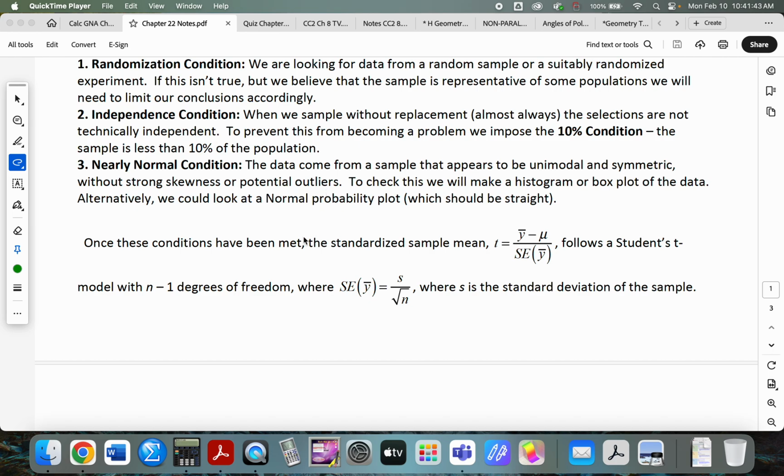So once these conditions have been met, the standardized sample mean, t, which is going to be y bar minus mu. Remember, y bar is going to be the mean of our sample, mu is going to be what we think the mean is. That over the standard error of y bar, it follows a Student's t model with n minus 1 degrees of freedom, where the standard error is the standard deviation of the sample over the square root of n.